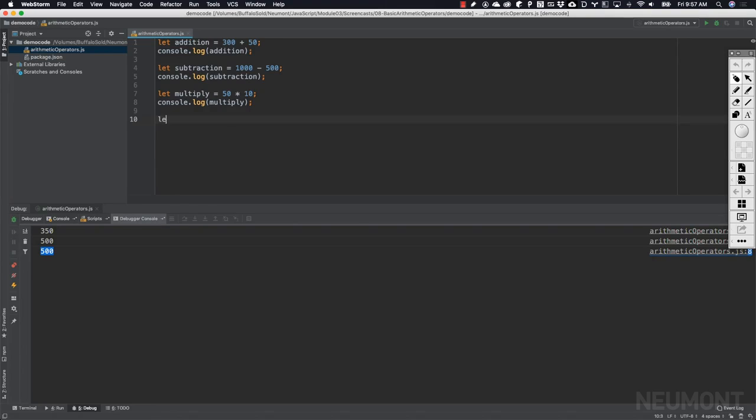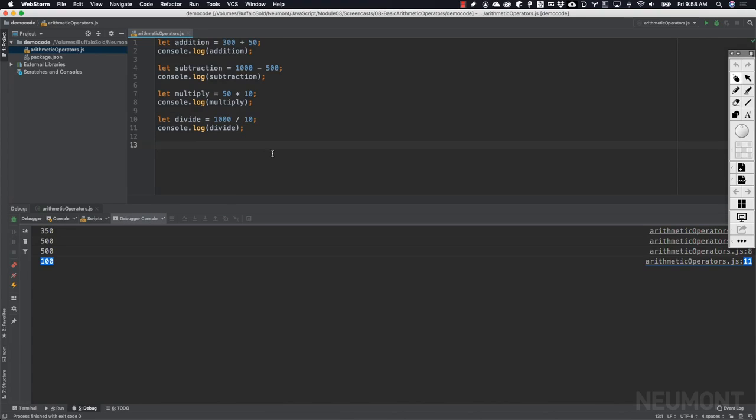Let's do division. We've got 1000, and we'll divide it by 10. Then let's send it out to our console and execute it. And we get ourselves 100, because 1000 divided by 10 gives us 100.